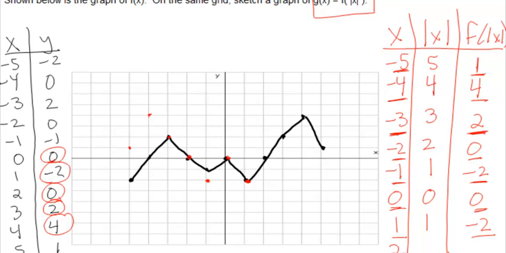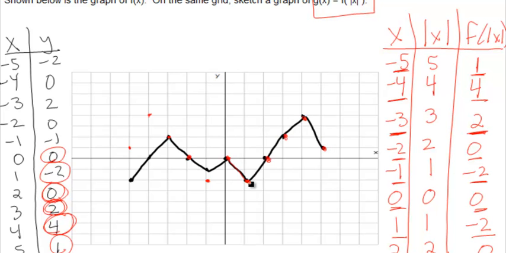If I use an x value of 2, the absolute value of 2 stays 2, and the value of the function at 2 is this 0. So we're plotting 2, 0, right here. If I use 3 for x, the absolute value of 3 stays 3, and the value of the function at 3 is 2. So we're plotting 3, 2, right here. If I use 4 for x, the absolute value of 4 stays 4, and the value of the function at 4 is also 4. So we're plotting 4, 4 up here. And finally, if I use an x value of 5, the absolute value of 5 stays 5, and the value of the function at 5 is this 1. So we're plotting 5, 1.